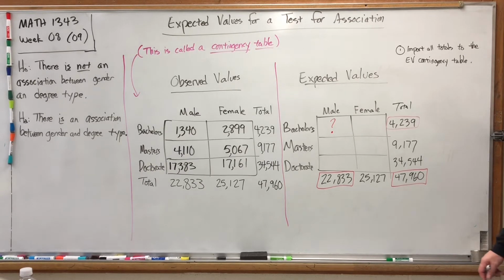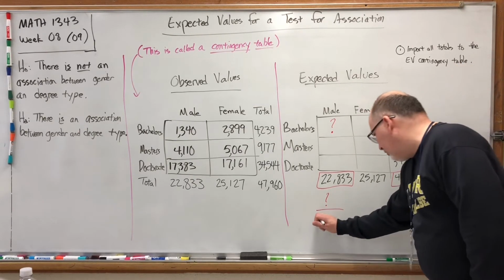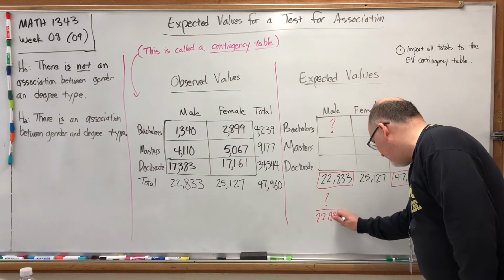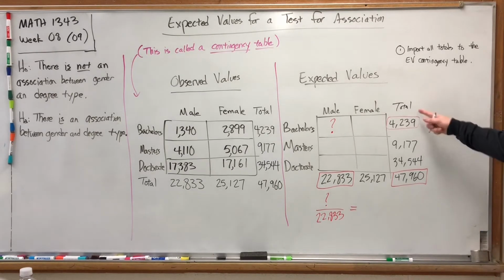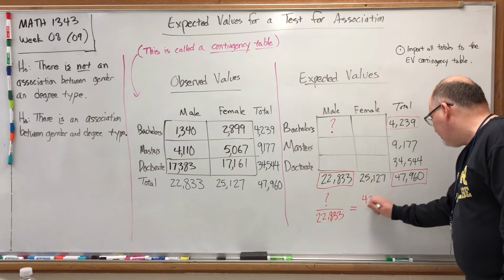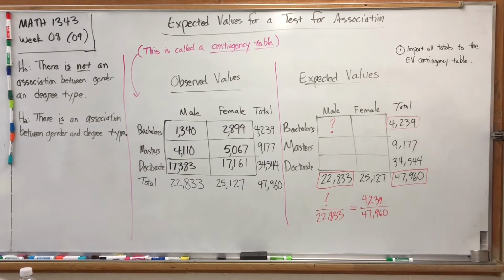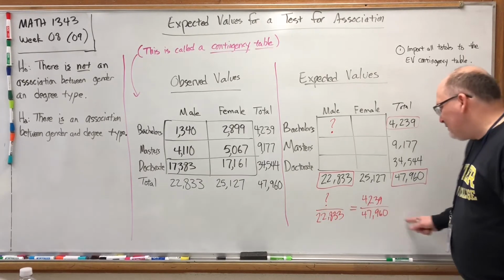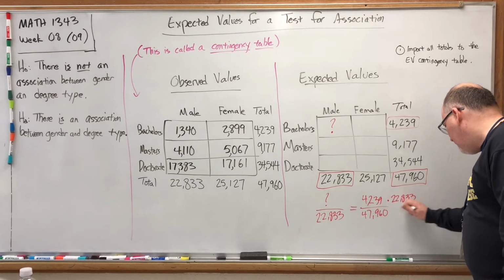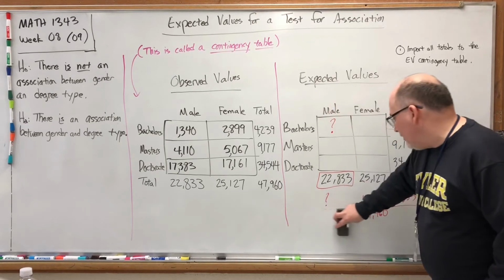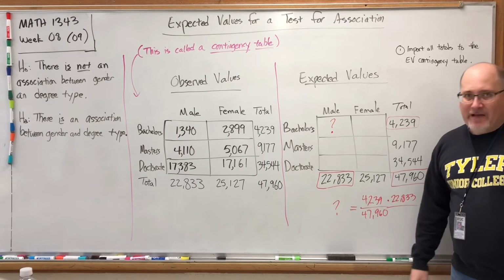So what that means is, when we take whatever number goes where the question mark is and divide it by the total number of males, if there were truly no association, then this proportion should be equal to this one over here. 4,239 divided by 47,960. And if we did just a little bit of algebra and multiplied both sides by the denominator over here, then it would show up on top of this fraction. And that would give us a formula for calculating the missing expected value for the number of males who receive bachelor's degrees.